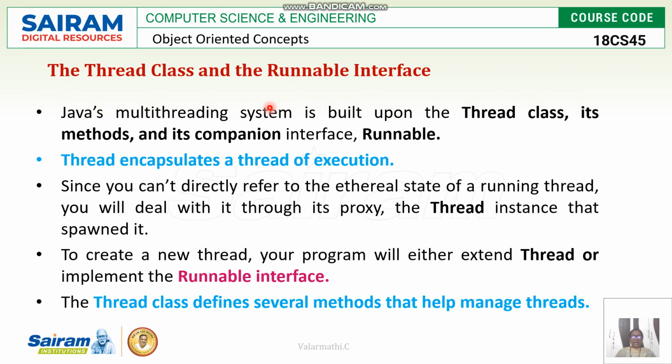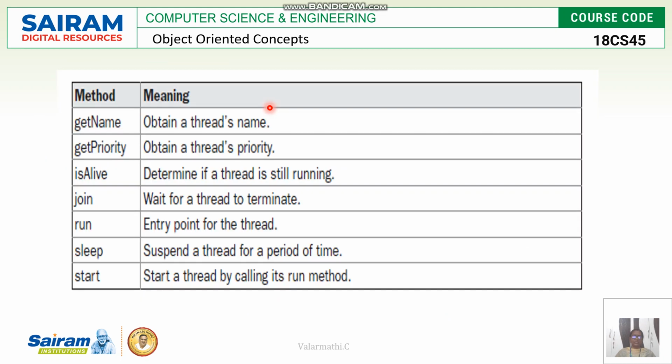How the Thread class and the Runnable interface are implemented: mainly we know that the Thread class encapsulates the thread of execution, and the thread will implement the Runnable interface. These two concepts we know. The Thread class defines several methods that help in managing the threads.